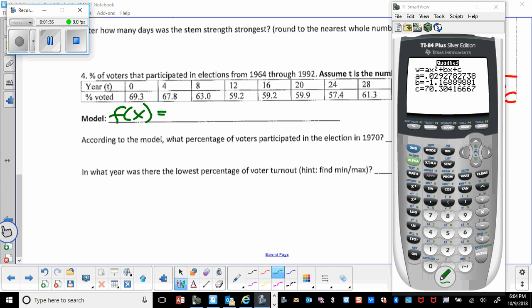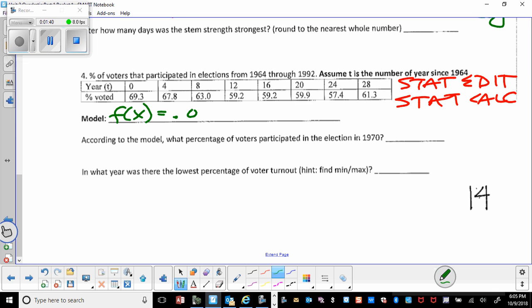Okay, so my A is positive 0.29. Put your x squared, make sure you have that. And then B is negative 1.17, so that would be x. And then my C is a positive 70.3. All right, and so make sure that you have your variables and your exponents.